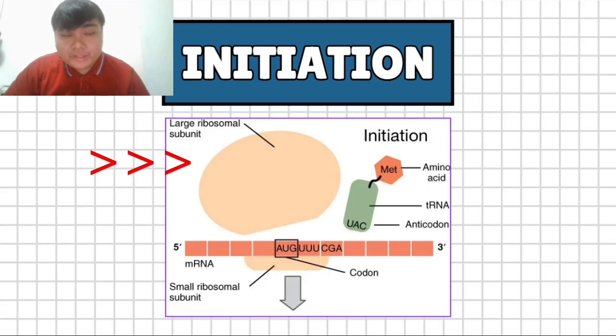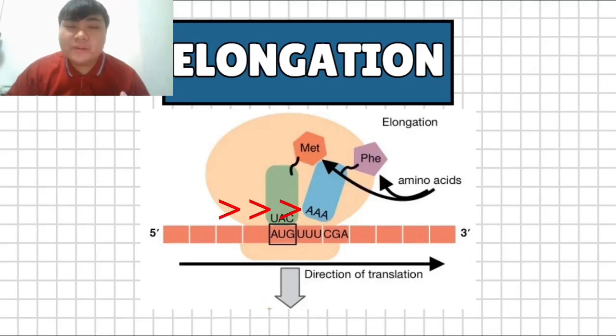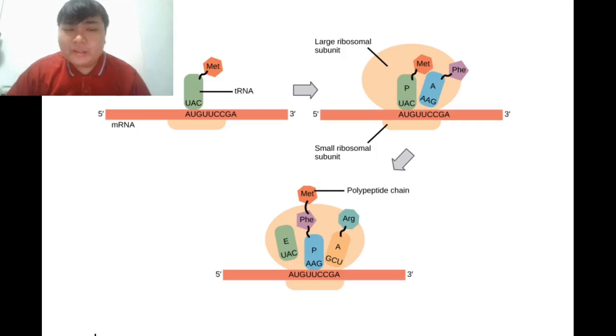Now, after our initiation stage, we have the elongation stage, where the ribosome moves along the mRNA one codon at a time. Each codon is matched by a specific tRNA with the correct anticodon and amino acid. As tRNAs bring amino acids in, the ribosome links them together with peptide bonds, now forming a growing polypeptide chain. This continues until the ribosome reads a stop codon.